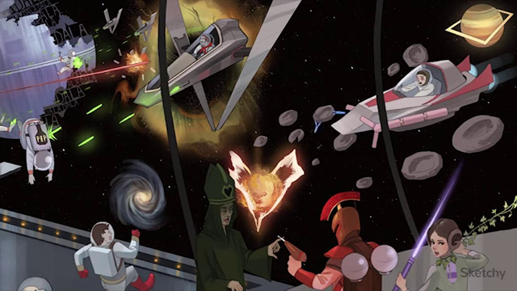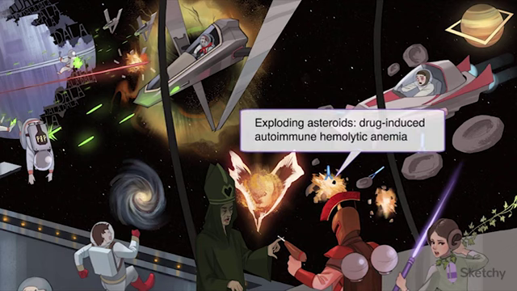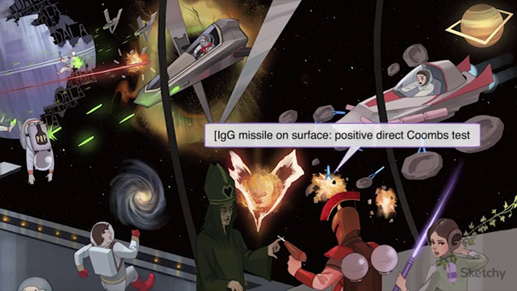And notice that our pilot is firing shorter IgG-shaped missiles onto the asteroid field that look suspiciously like red blood cells. These exploding asteroids will represent the autoimmune hemolytic anemia that can result from penicillin administration. This results in a positive direct Coombs test, which just means it's due to antibodies against penicillin binding to the surface of red blood cells.